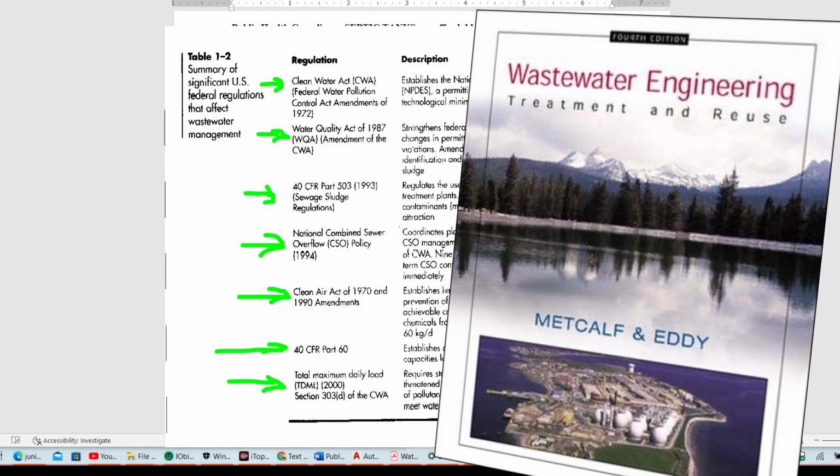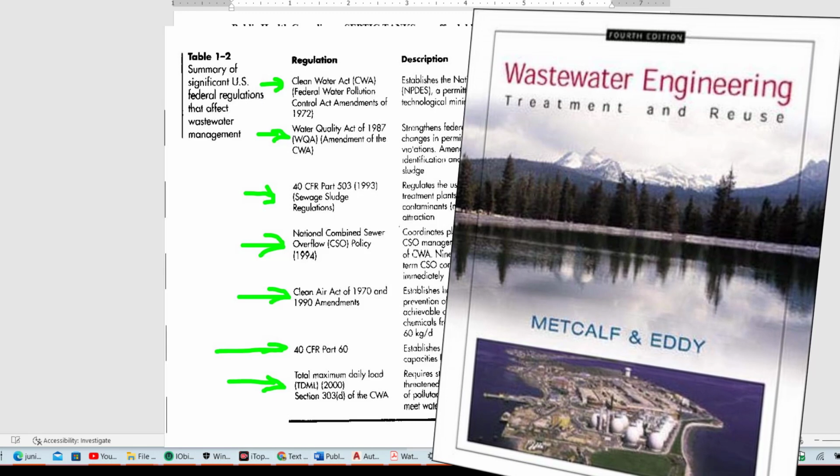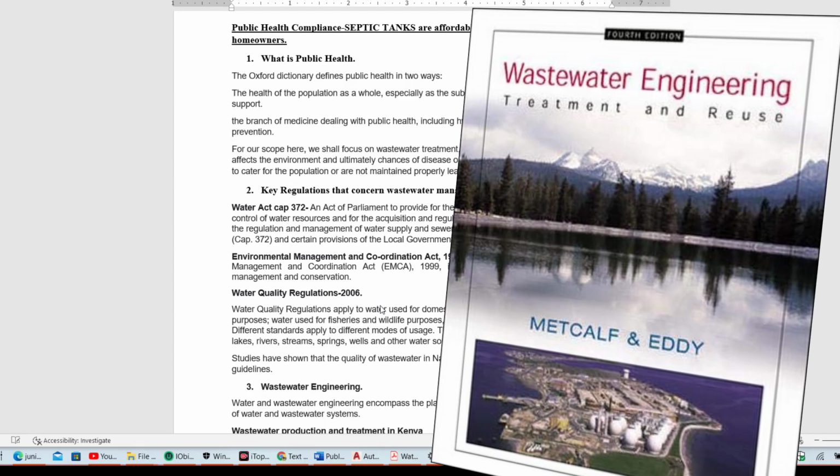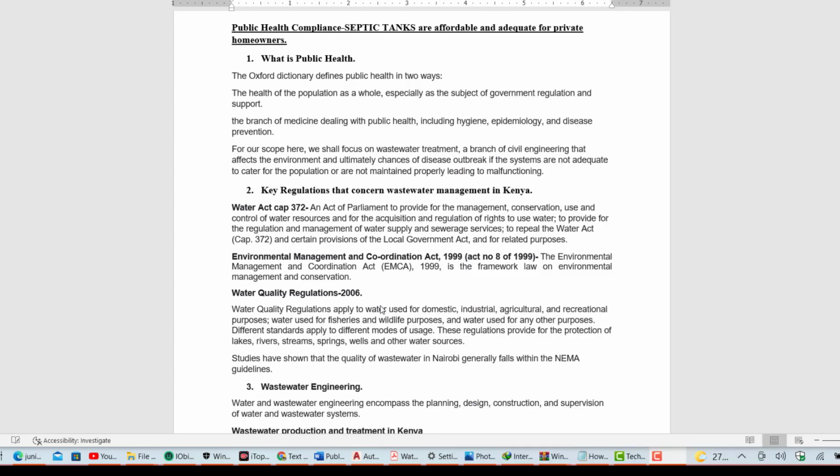So in Kenya, we've got this legislation. We've got the Water Act Cap 372, which was an act of parliament to provide for the management, conservation, use, and control of water resources, and for the acquisition and regulation of rights to use water, to provide for regulation and management of water supply and sewerage services, to repeal the Water Act Cap 372 and certain provisions of the Local Government Act, and for related purposes. Yeah, so you can see the Water Act was implemented in the 1960s when we had the colonial government.